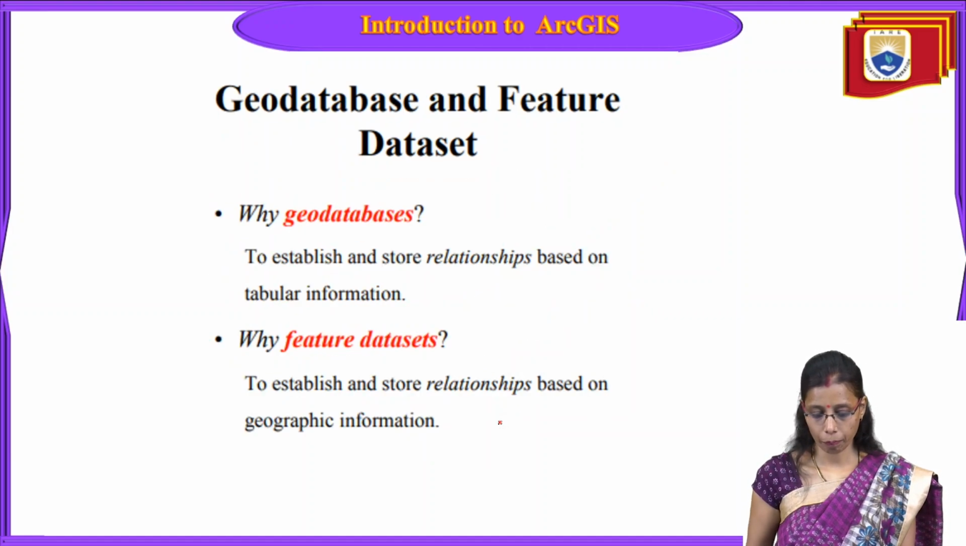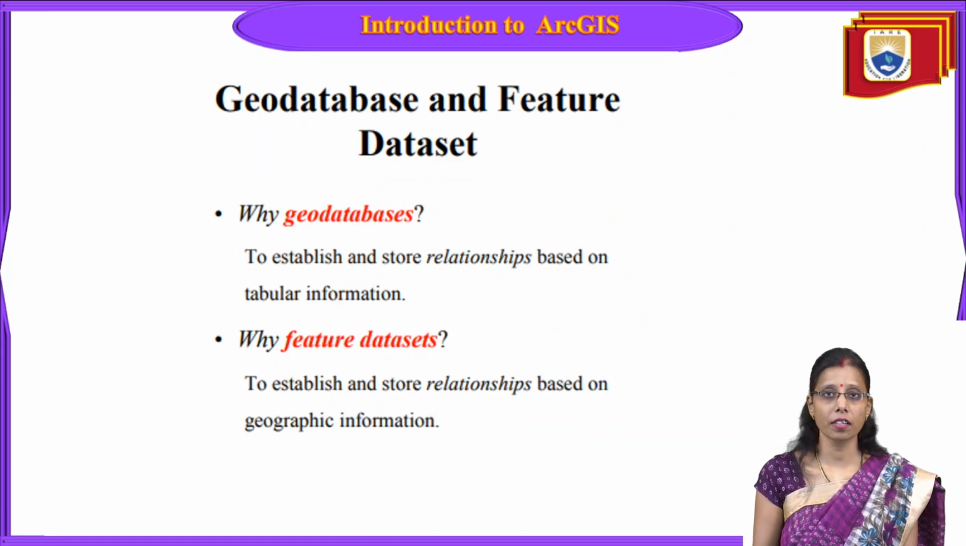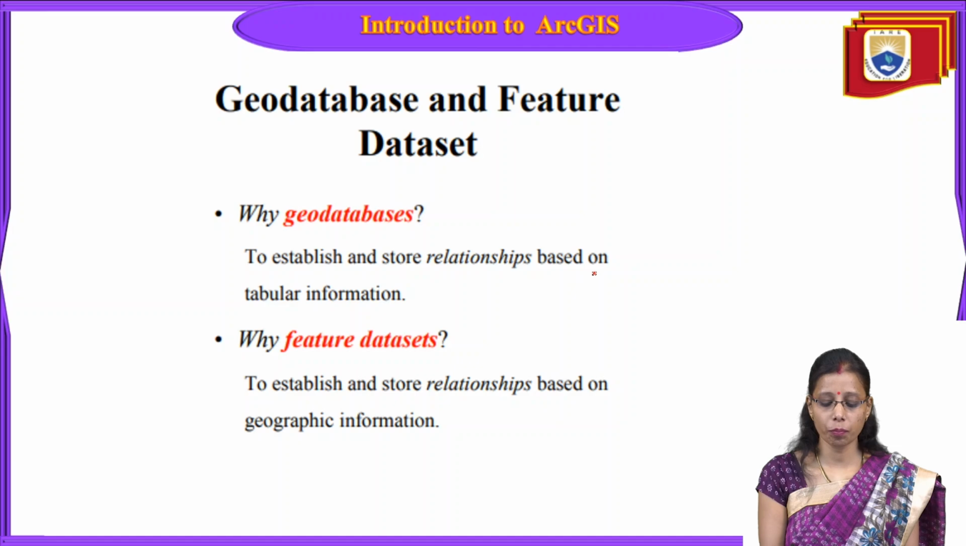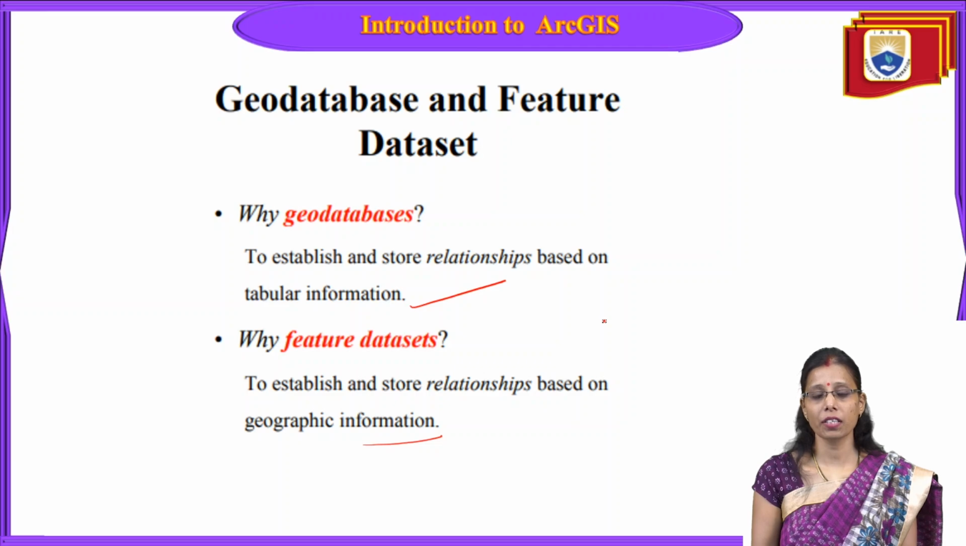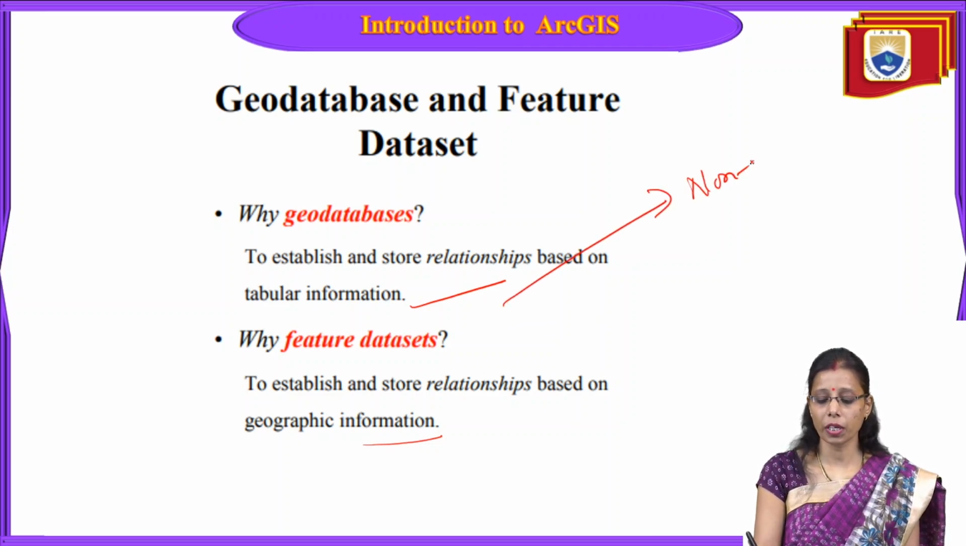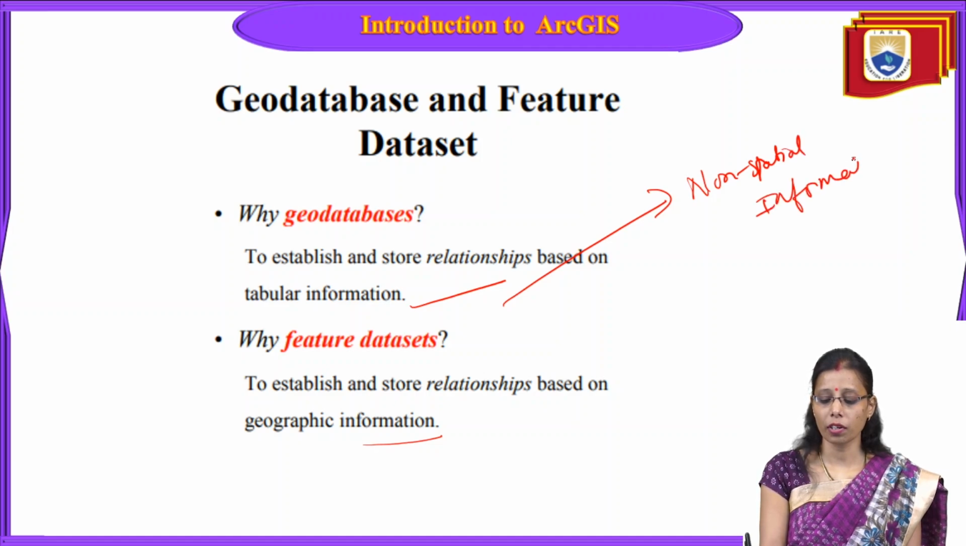Okay. Now, geodatabase and feature dataset. Why geodatabase? To establish and store relationships based on the tabular information. And why feature dataset? To establish and store the relationship based on the geographic information. So what is tabular information here? The non-spatial information is called tabular information, which is stored in the geodatabase.